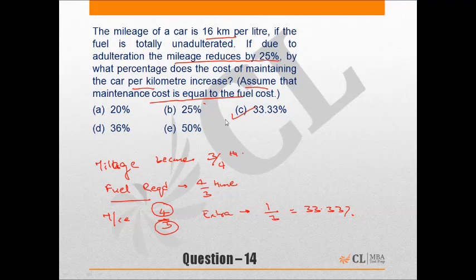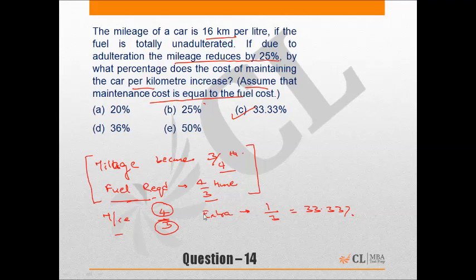Again I am taking it in terms of ratio, that the mileage has become 3/4 times, that means the fuel requirement will become 4/3 times. To me this is a critical item, I hope you understand this one. Mileage becomes 3/4 times, that means the fuel required becomes 4/3 times. Since maintenance is directly proportional to fuel, maintenance also becomes 4/3 times.